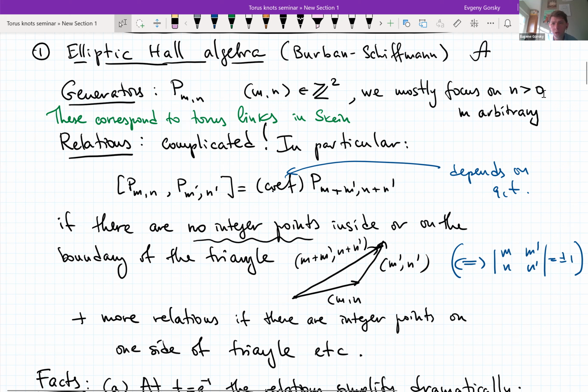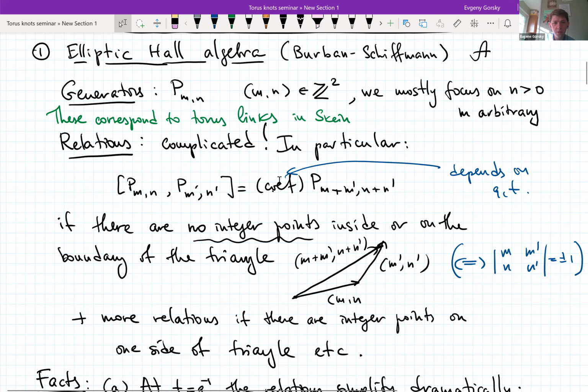And this condition that n is positive means that the torus knot is oriented in a positive direction in some way. And then there are relations. So there are lots of relations in the algebra, and I certainly don't want to write all of them, and I don't want to write maybe specific ones because we won't need this today.